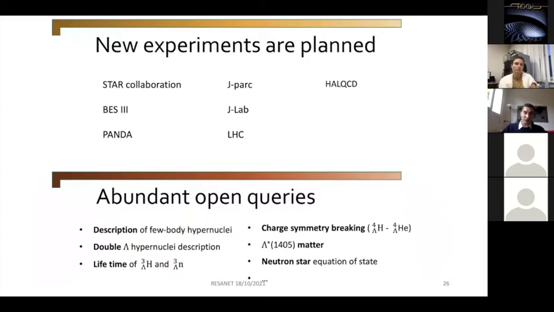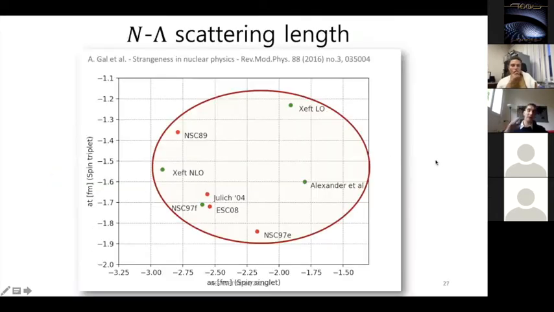Nevertheless, there is a lot of interest in the field about this kind of hypernuclei. In fact, there are many experiments that have been planned, and there is a lot of movement in the field, and there are still abundant open queries that theories have not answered or don't have a definitive answer. So it's a very, very interesting field to be studied. But let me go a little bit more into the detail of what is the status of this field. The first thing is the nucleon-lambda scattering length.